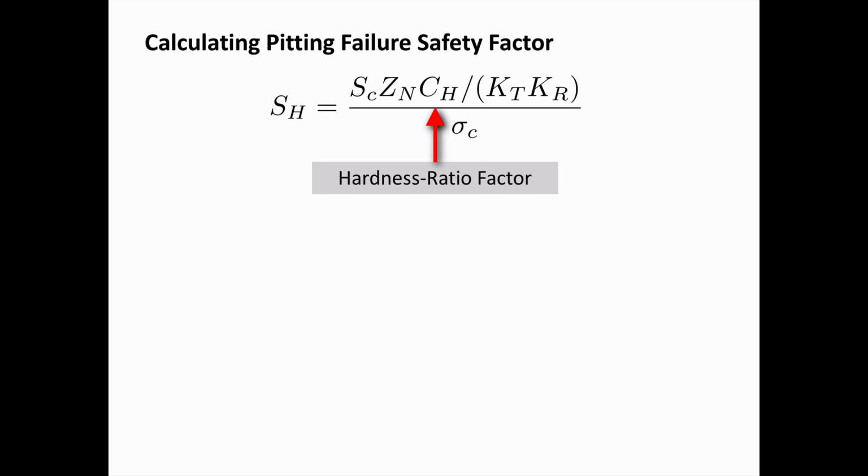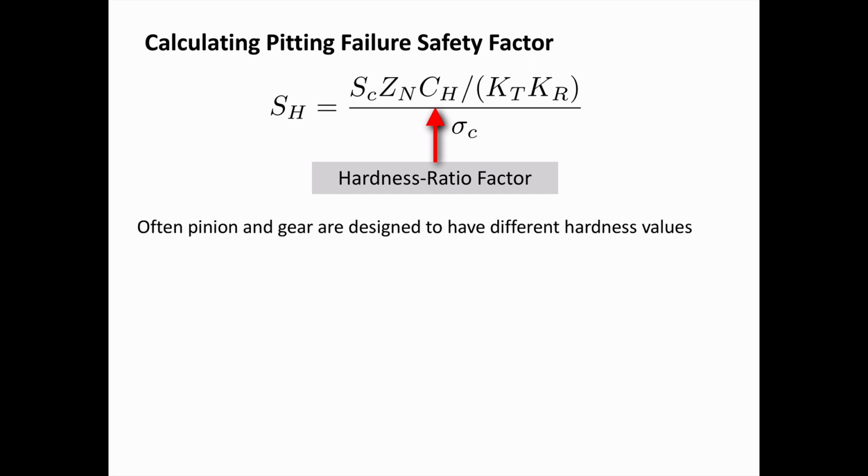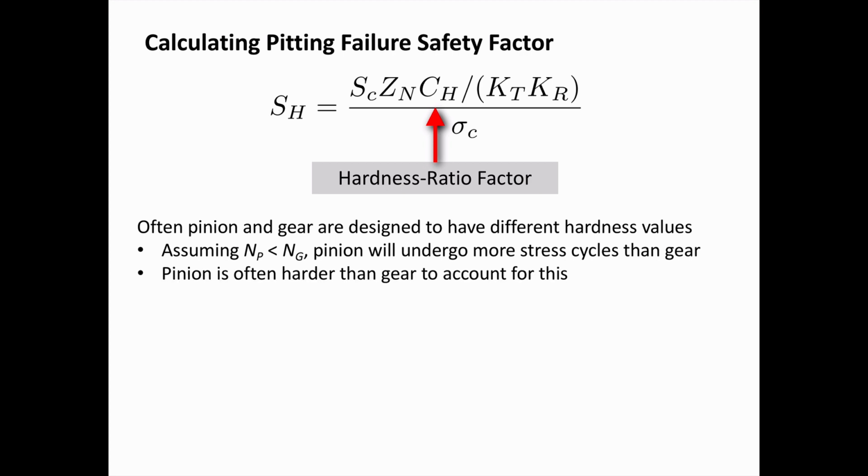Okay, let's look at the hardness ratio factor. So we talked about case hardening as one option for heat treating a gear. Another option is through hardening, where we harden the entire gear. And we might choose to have different treatments for the pinion and gear. We might have different hardness values. Assuming that the pinion is smaller than the gear, the pinion will undergo more stress cycles than the gear. And so it may be desirable to have a pinion that is harder than the gear.